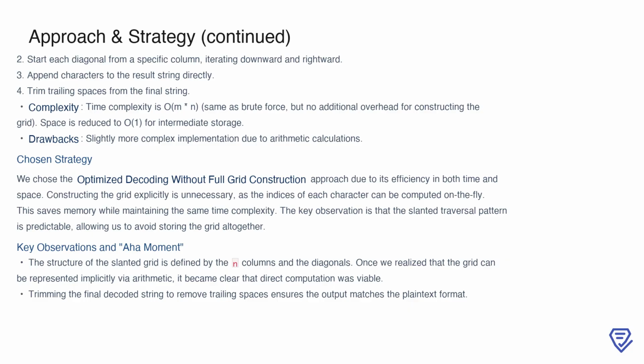Starting from a specific column, we iterate downward and rightward along each diagonal, appending the relevant characters directly to the result string. Once all diagonals are processed, we trim the trailing spaces to ensure the output matches the expected plaintext format. This approach maintains the same time complexity as the brute force method, but it significantly reduces space usage because we no longer need to store the grid.